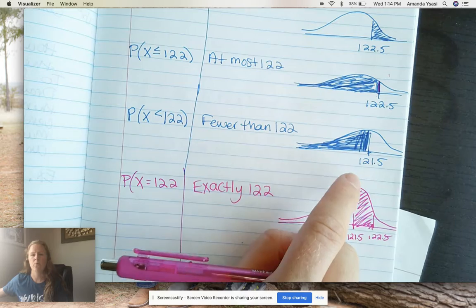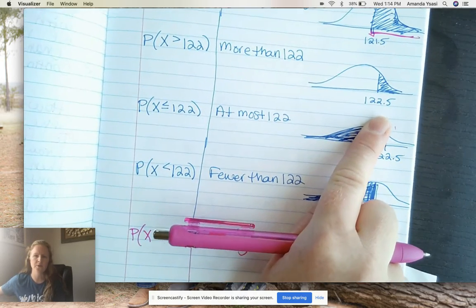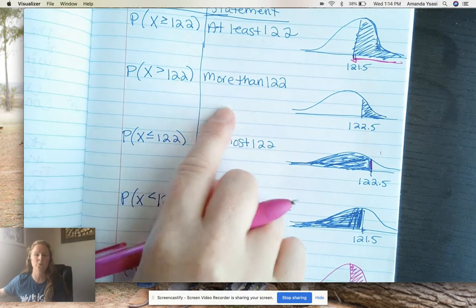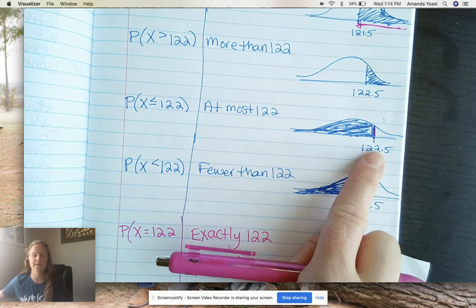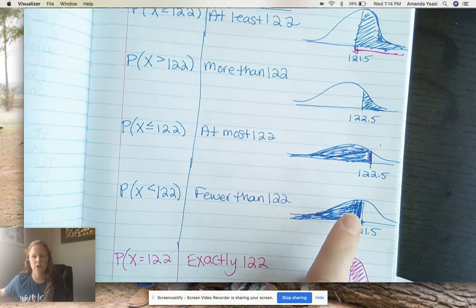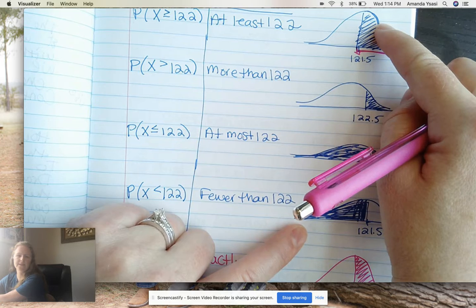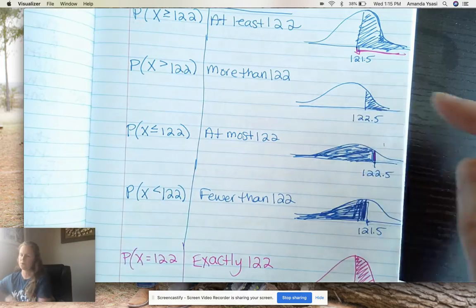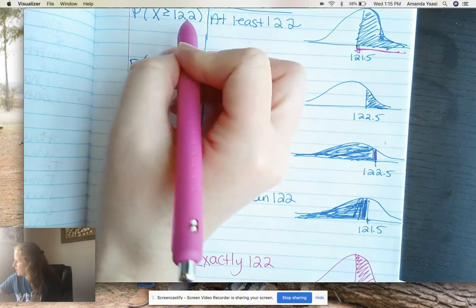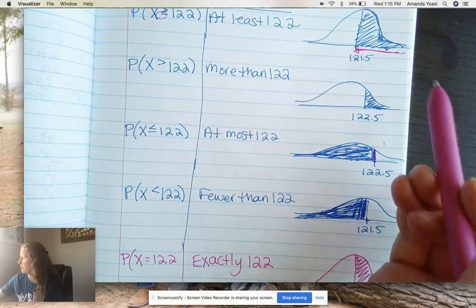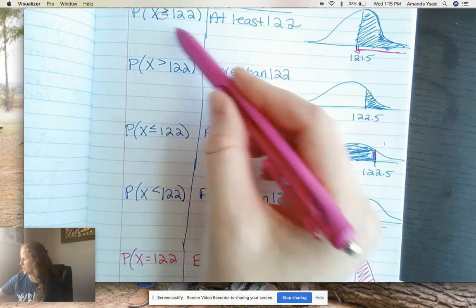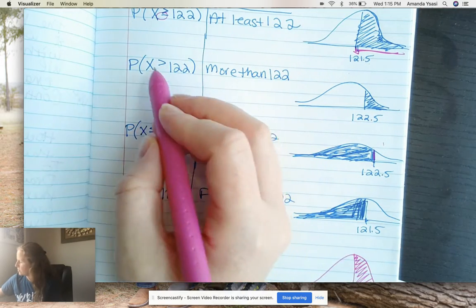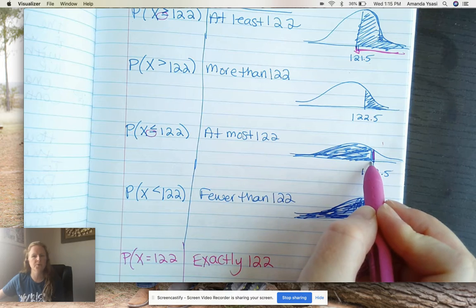Is it the plus 0.5? That's when we're talking about being at least and fewer than, and these are the minus 0.5, sorry. Then these are 122.5, you're using the upper when we do more than and at most. So this or equal to sign, that's what tells you to use the bottom one for this one. And then just greater than, it's going to be the top.